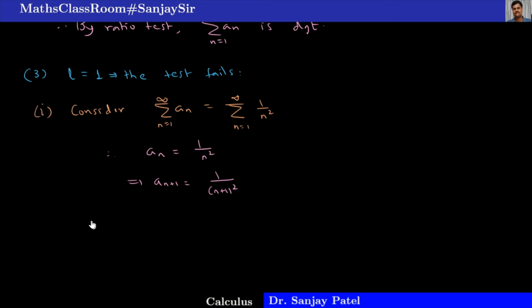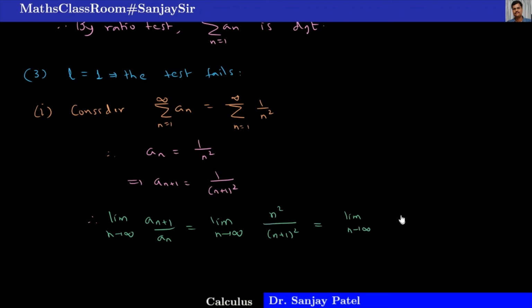Okay, and therefore if I find the limit of the ratio sequence a_{n+1} upon a_n, what you will get is the limit as n tends to infinity of a_{n+1}, that is 1 upon (n+1) square, and a_n is 1 upon n square. So what you will get is, I am writing directly, n square upon (n+1) square. And you know how to find this limit? Dividing by the highest power of n, every term in the numerator as well as the denominator.